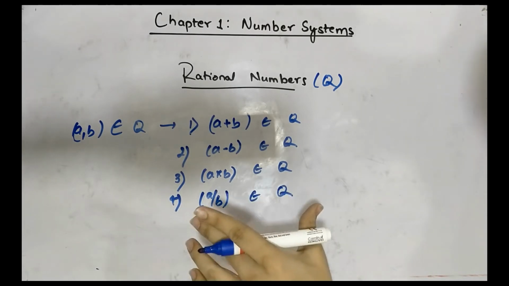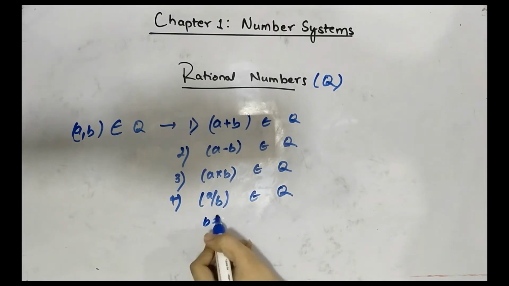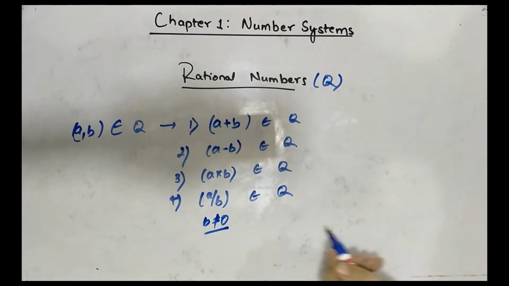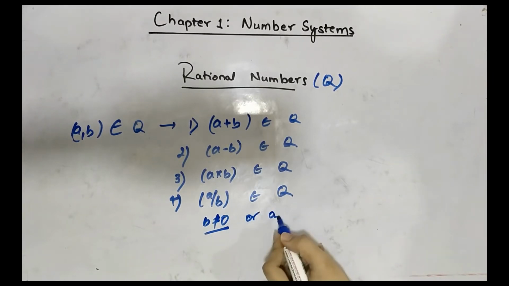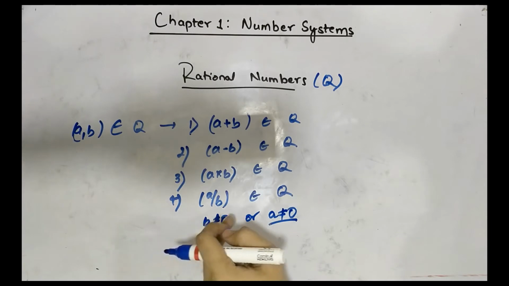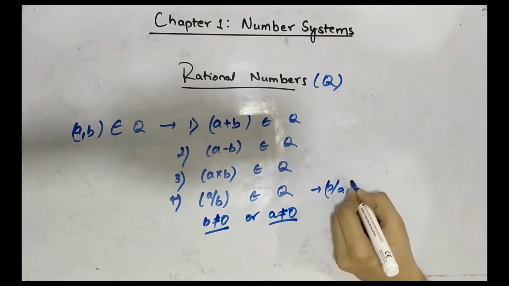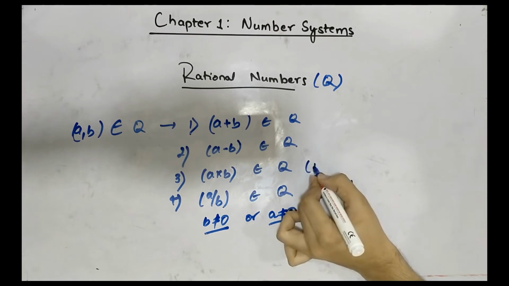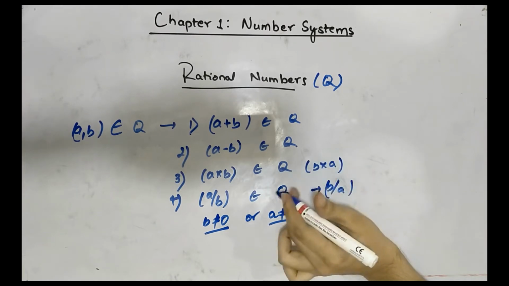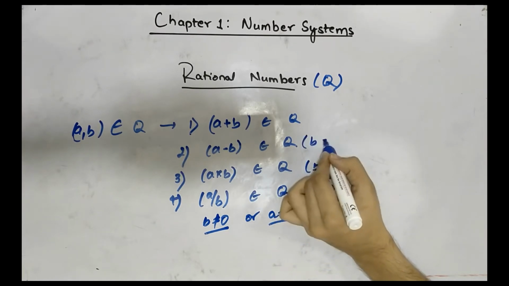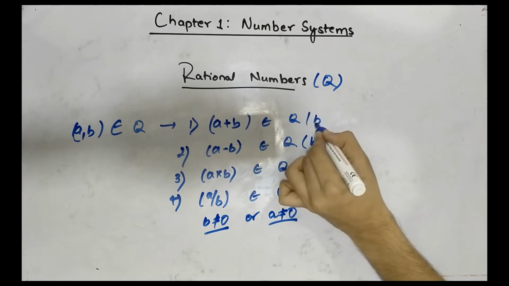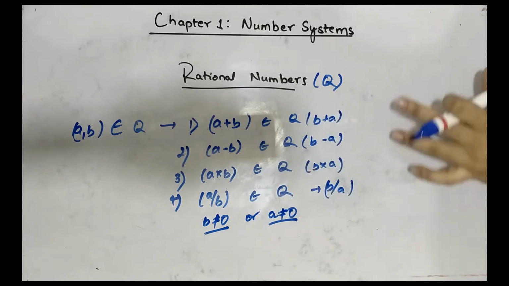But here you have to be very careful that B is not equal to 0 or A is not equal to 0, because if A upon B is a rational number, this is also true for B by A. For this it will be B into A. This doesn't matter really. But in this one B minus A and in this one B plus A. We can write it this way also.